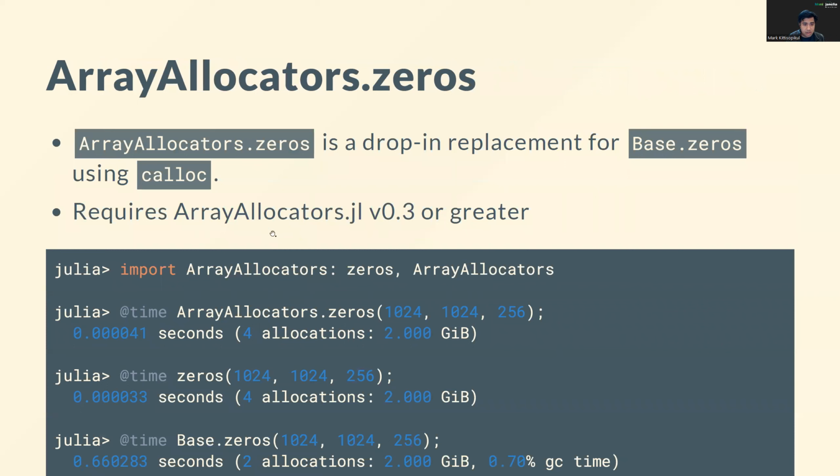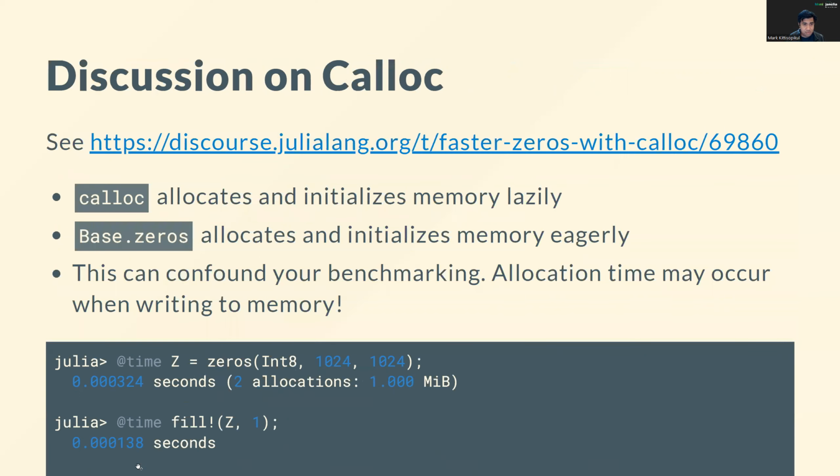I also provide a functional syntax to this, so you can use ArrayAllocators.zeros, and if you import this right away before you use zeros, you can actually now refer to that just as zeros. So in this case, the first and second instance here are both using ArrayAllocators. You can see this is now fast. This is much faster than using Base.zeros, at least for initial allocation.